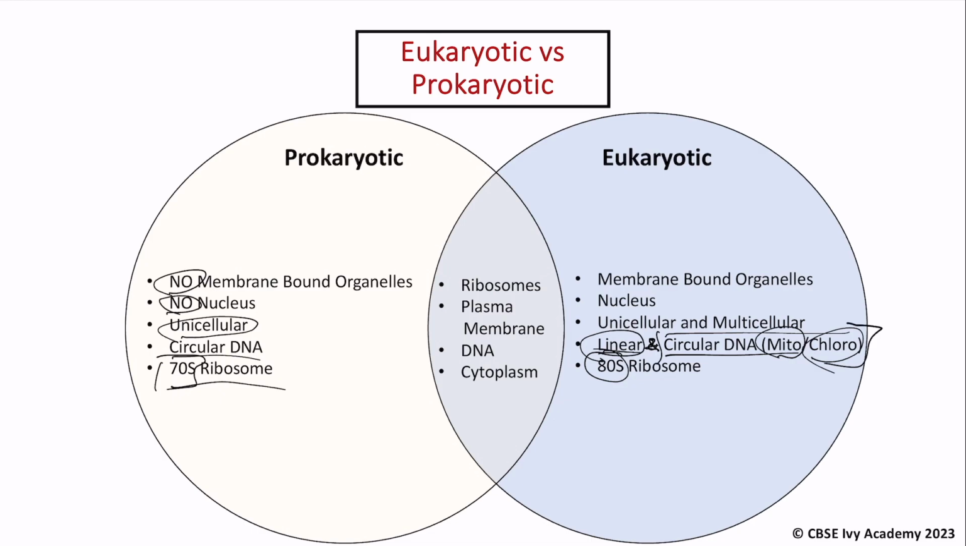All right, so what's common? What's common is that both will have ribosomes because they have to produce proteins, both have plasma membranes and enclose the cytoplasm, both have DNA just in different forms, and both have cytoplasm. Okay. Just don't forget that both have ribosomes. Sometimes people seem to forget that simple fact that prokaryotes and eukaryotes both have ribosomes.